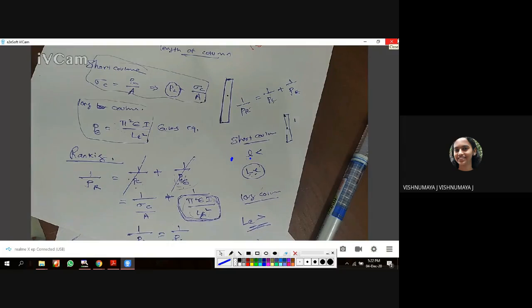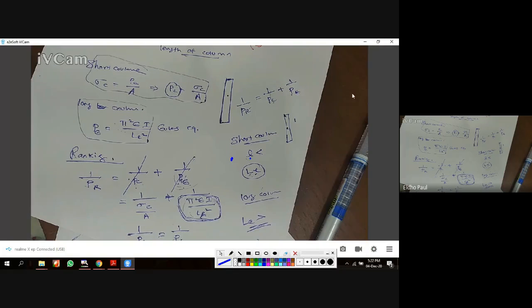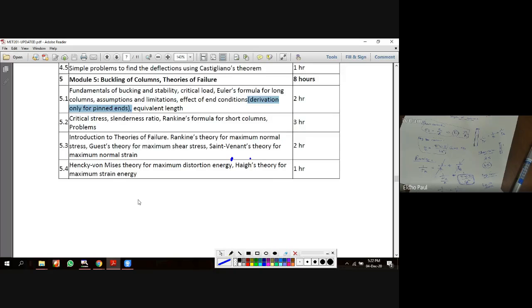ഓക്കെ. സോ ദിസ് ഈസ് അബൌട്ട് കോളം. ഇതിന്റെ ഫോർമുലാസ് ആക്ച്വലി, പ്രോബ്ലംസ് കുറച്ച് നിങ്ങൾ തന്നെ ചെയ്യണം. ഇത്രയാണ് കോളംസിന്റെ പോർഷൻ ഉള്ളത്. ഒന്ന് സ്റ്റെബിലിറ്റി, ബക്ലിംഗ്, ഫണ്ടമെന്റൽസ്. സ്റ്റേബിൾ ആവണമെങ്കിൽ ലോഡ് ബക്ലിംഗ് ലോഡിൽ താഴെ ആയാലേ സ്റ്റേബിൾ ആവുള്ളൂ. ക്രിട്ടിക്കൽ ലോഡ് എന്ന് പറഞ്ഞാൽ ബക്ലിംഗ് ലോഡ്.